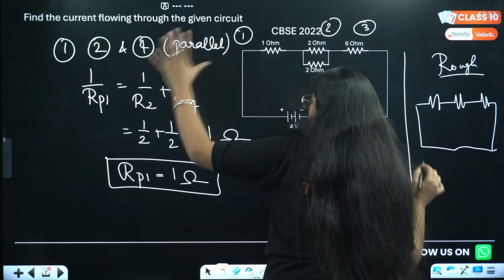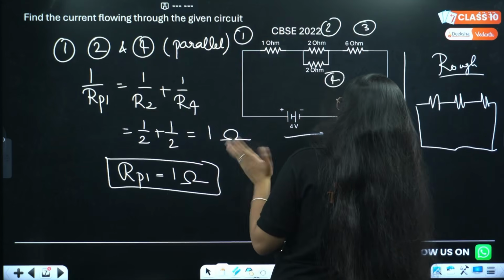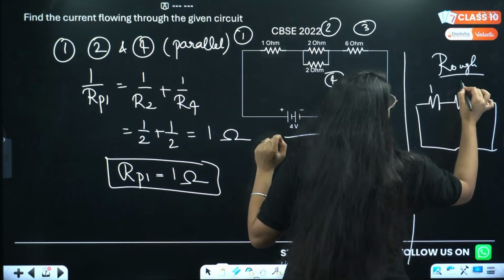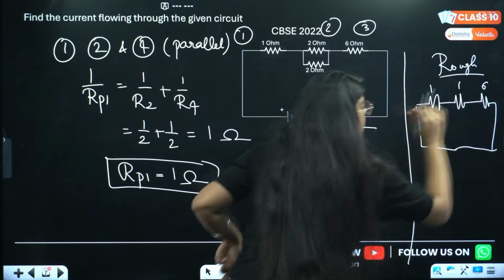Because if you make it here, you will have to complete it, you will have to write 4 volt, a key and all that stuff. We don't want that. This is 1, the new one is 1 and this is 6. So these are in series.